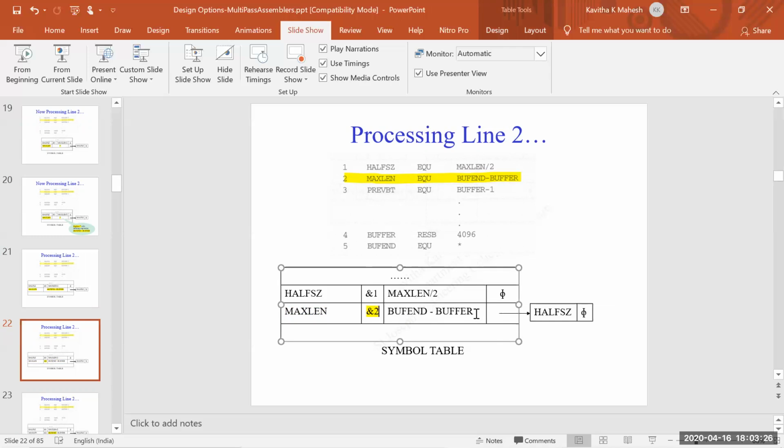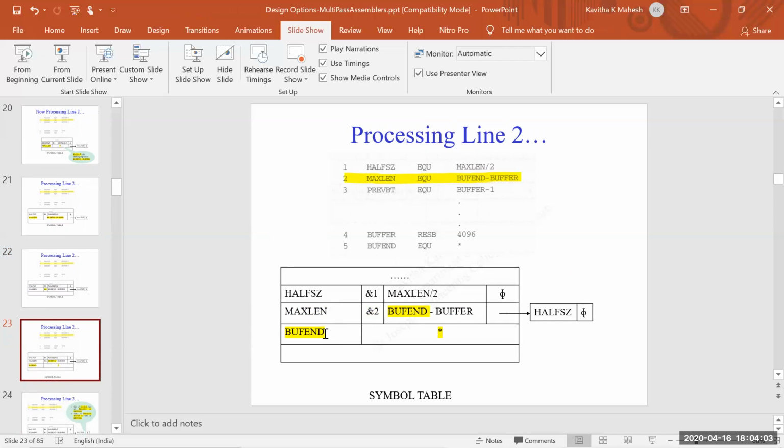So is that the end of the processing? As we have done for the first statement, now we need to also enter the undefined symbols into the symbol table and flag them as star indicating that the values are unknown. For instance, in the defining expression for maxlen, we have 2 symbols undefined. One is buffen and the other is buffer. So we need to enter both these symbols into the symbol table and keep a list of all symbols that are dependent on buffen and buffer. So I show it in the following slide.